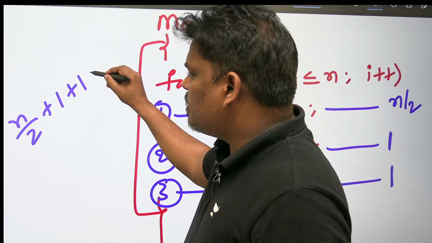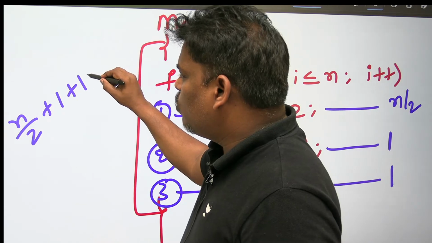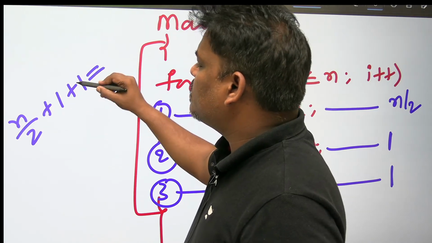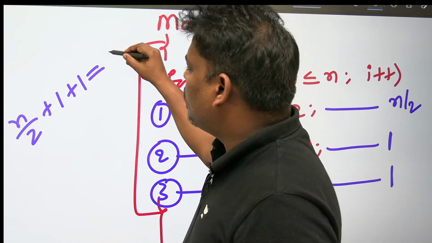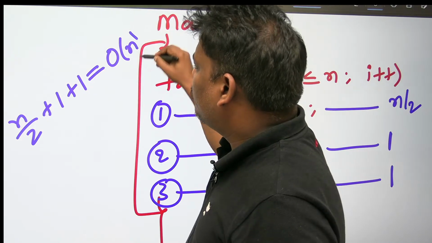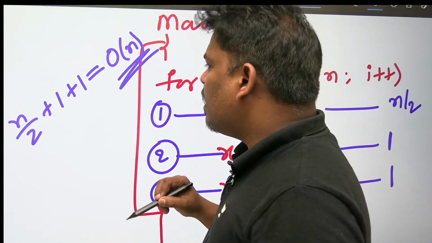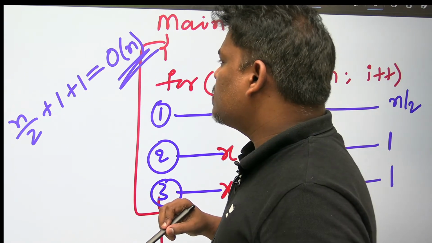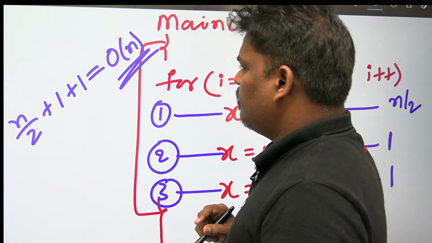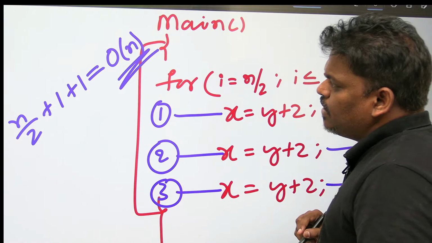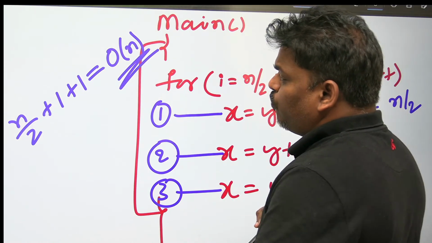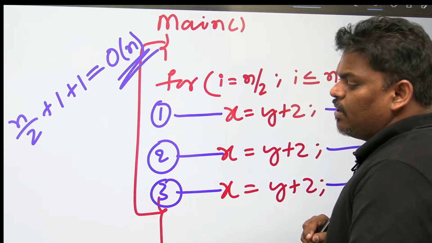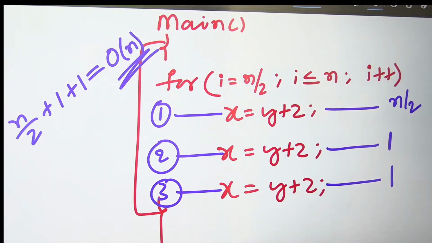See carefully now. Forget about constants. This can be written as big O of n. Because you are neglecting constants, this notation is called asymptotic notation. If you neglect constants, it is known as asymptotic notation.